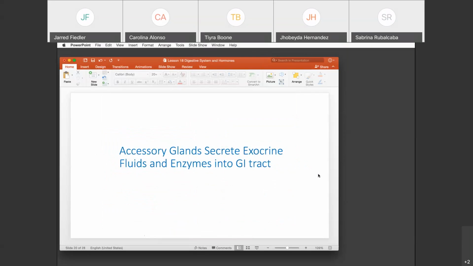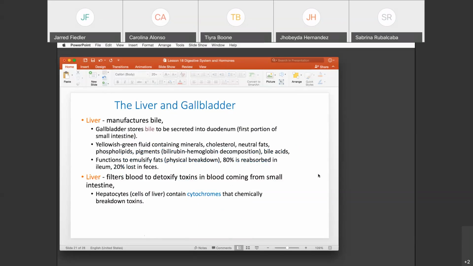All right. So accessory glands secrete fluid and enzymes into the GI tract. That's just the title of this section. So let's talk about the liver and gallbladder and what exactly is going to be happening.